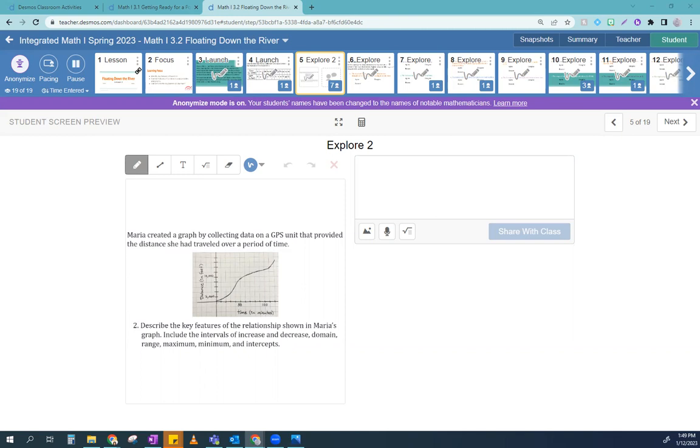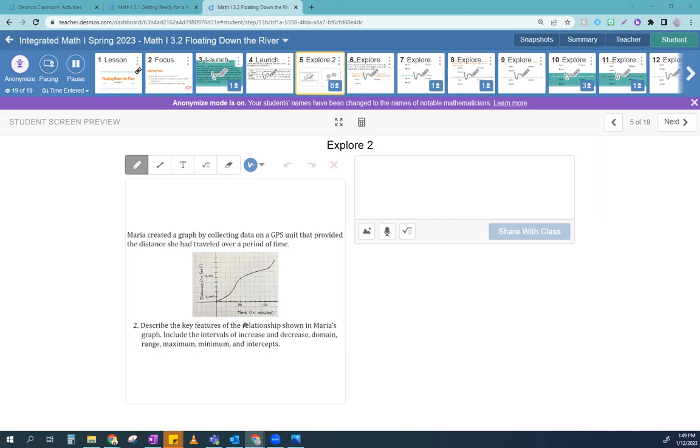All right, let's pick something and start talking about it. What's something that you can talk about? Anyone want to talk about increase, decrease, domain, range, maximum, minimum, or intercepts? Which one do you want to start with? Maximum. Perfect. Okay, so here we go.